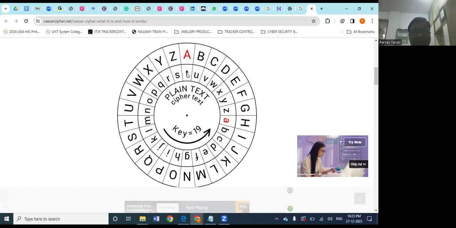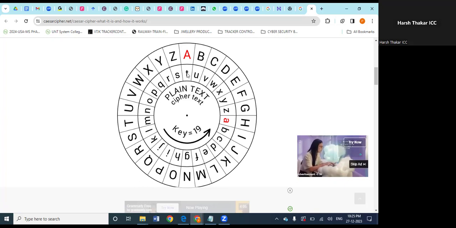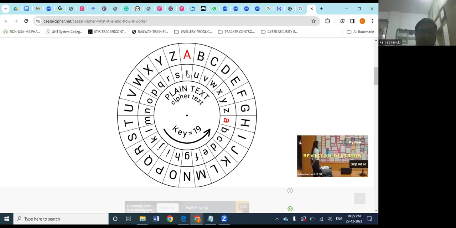A is 0, B is 1, C is 2, D is 3, 4, 5, 6, 7, 8, 9, 10, 11, 12, 13, 14, 15, 16, 17, 18, 19. So A will always be replaced by D. When K is equal to 3, A is 0, B is 1, C is 2, D is 3. So A will get replaced by D. If K is 6, B is 1, C is 2, D is 3, E is 4, F is 5, A will be replaced by a G.